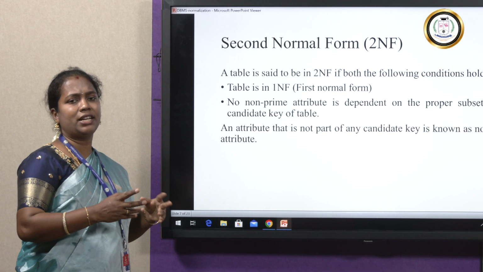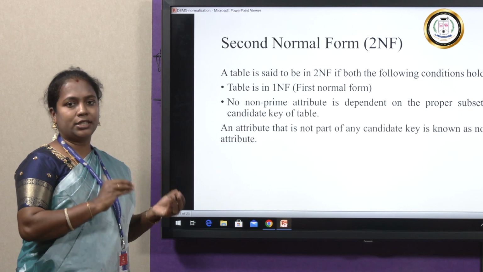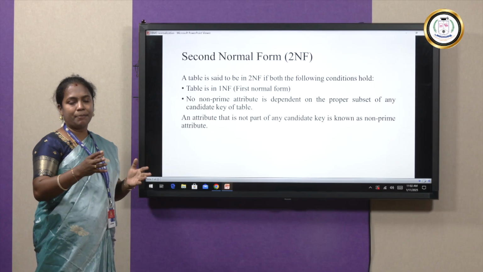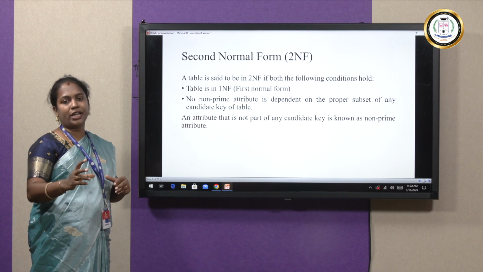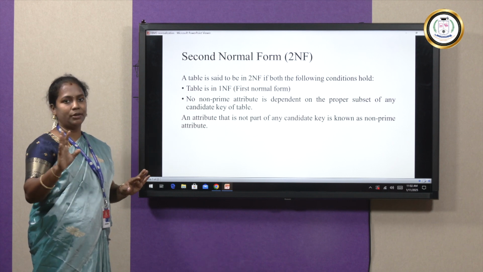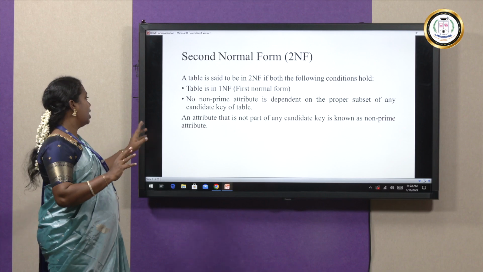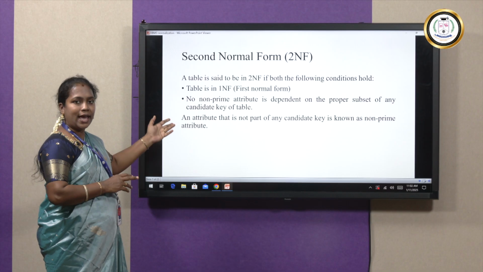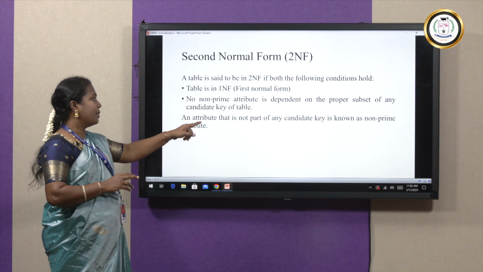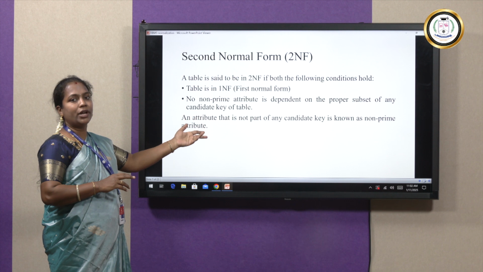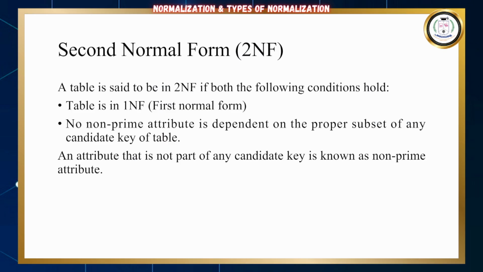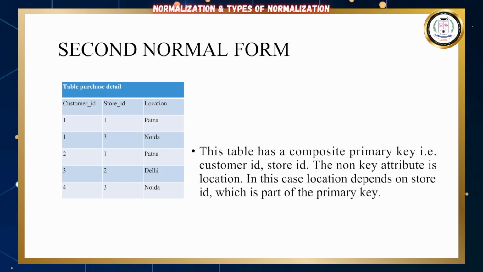Candidate key has a similar definition to primary key. It is the field or set of fields representing the unique identification of a record in the table. That is the candidate key definition. An attribute that is not part of any candidate key is known as a non-prime attribute. So an attribute that is not part of a candidate key, which is a unique identification, is considered a non-prime attribute. This is the second normal form. Now, an example of second normalization.